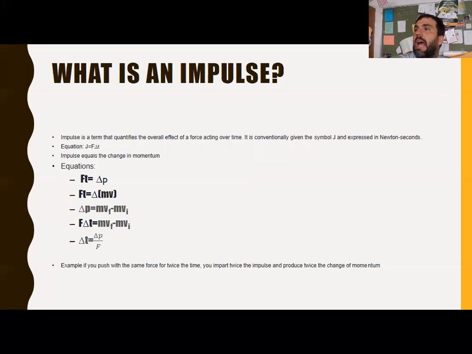No matter how hard I hit something, if I just tap it and I don't follow through and I'm only in contact with it for a brief moment, it's not going to have very much impulse. The longer I keep in contact with it, the more impulse you're going to have.